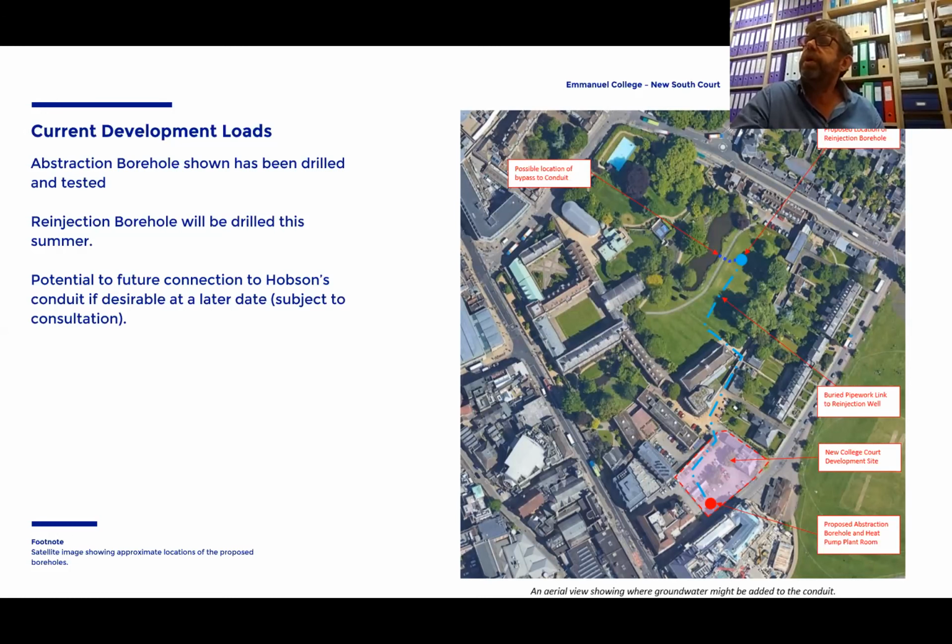We have also looked in the future at a possible bypass into the conduit. This isn't something we're proposing currently, and obviously would be subject to consultation with the council and Hobson's Conduit Trust, etc. However, this would potentially extend the capacity from the 6 litres a second reinjection to 9 litres a second. So in the long term, as we develop the scheme across all the buildings in the campus, we could look at that option in terms of increasing capacity for the college.